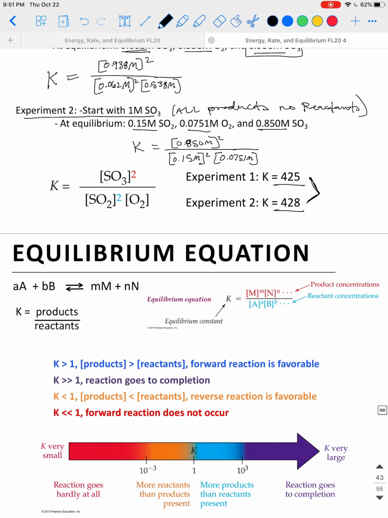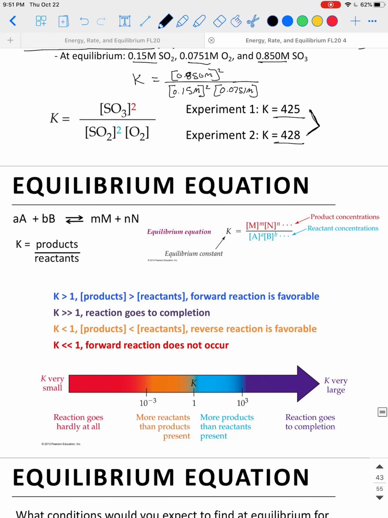Now, what does K mean? How does it tell us about the ratio of reactants or products? This slide will explain that to us. So we have these color-coded statements right here, and we're going to see how they correspond to this arrow down below. So I'm just going to read the first one, the one in blue.